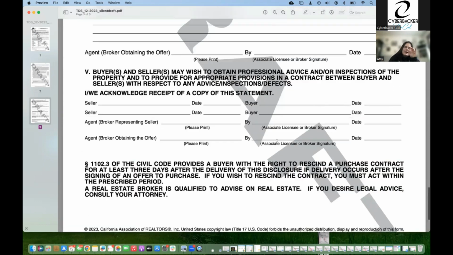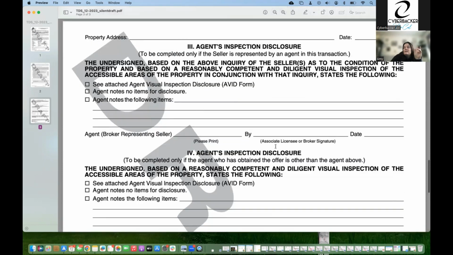Now, keep in mind here, I know I point this out a lot, but I'm going to point it out again. If this is your listing, the transfer disclosure statement is required in order to have a complete set of seller disclosures. And if we check the box here that says see attached agent visual inspection disclosure, which a lot of us check, this form is not complete until that AVID is completed. Okay, and ultimately you should not do the AVID until you're in contract on the property. Okay, see that conundrum there?